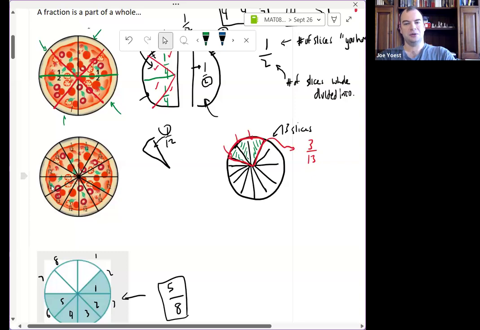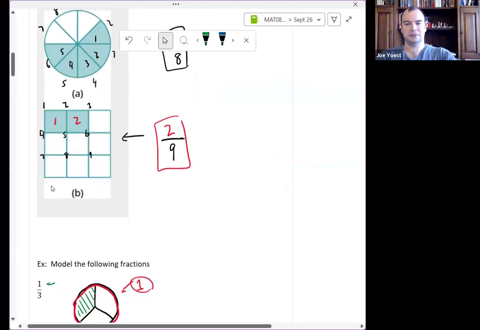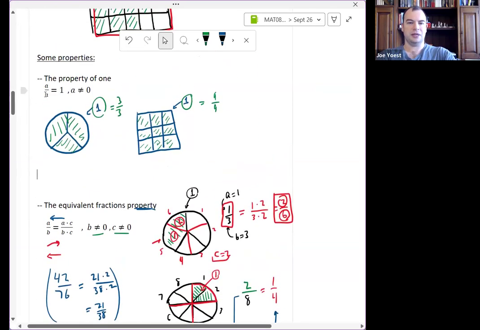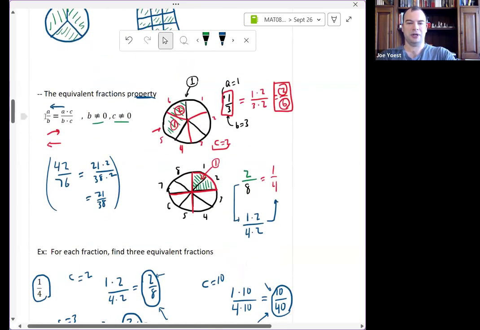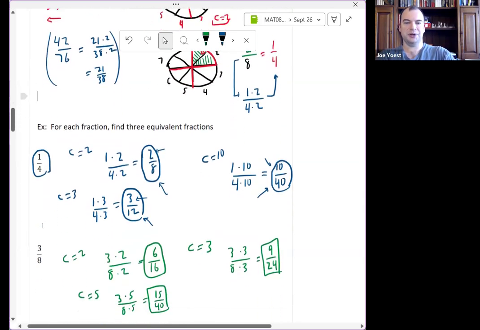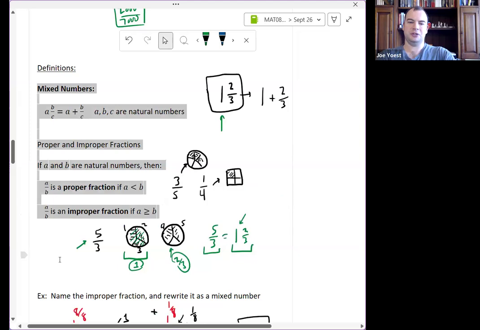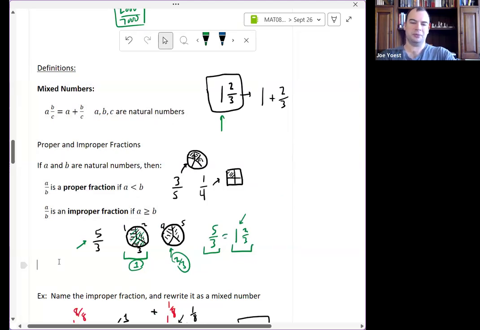We can change the way that we slice the pizza. We can slice it more times or fewer times, and we can come up with equivalent fractions that represent the same amount of pizza, just sliced differently. This, again, property of 1, super important to be able to use in both directions. We've seen that we can come up with equivalent fractions by multiplying numerator and denominator by the same non-zero number. And we have this important idea of being able to switch back and forth between mixed numbers and proper and improper fractions.